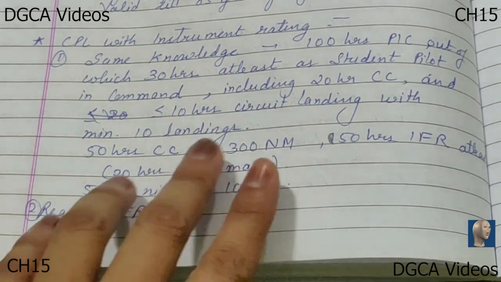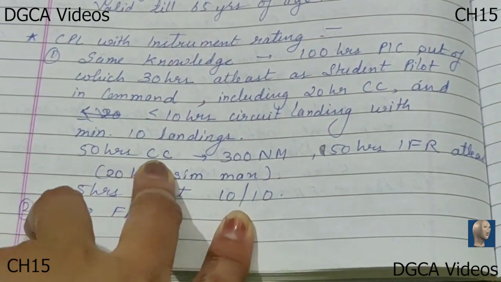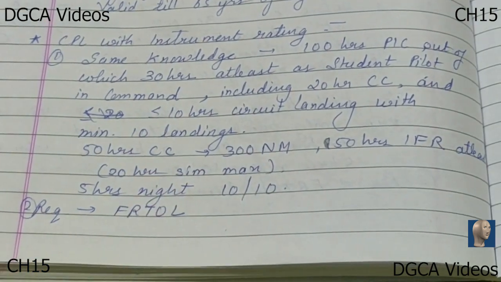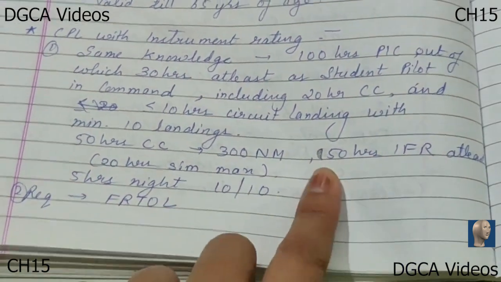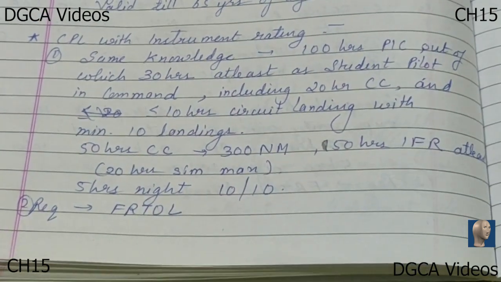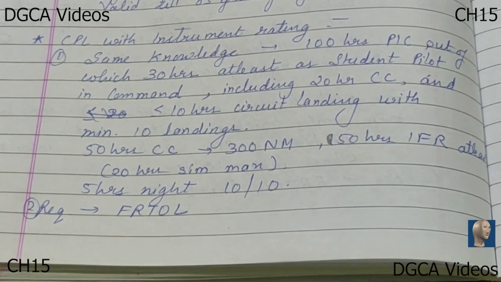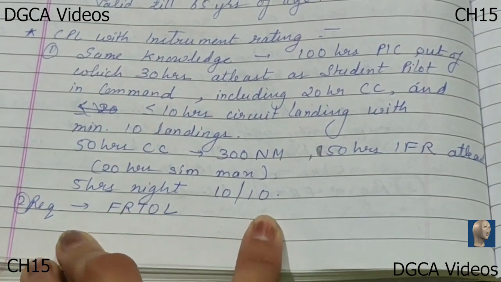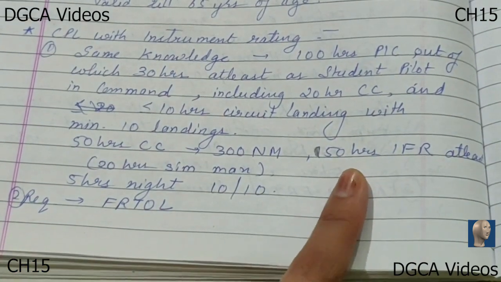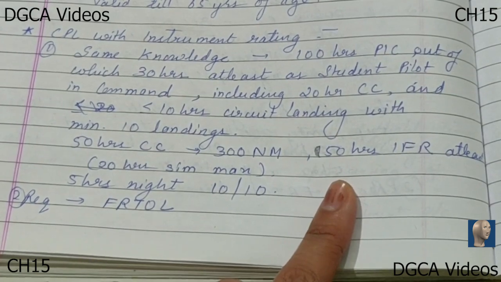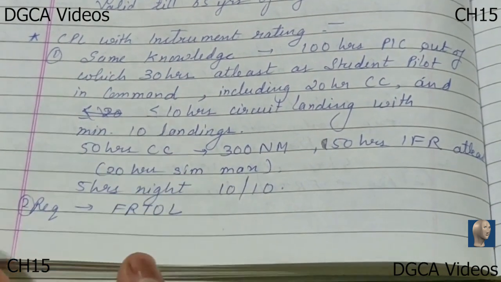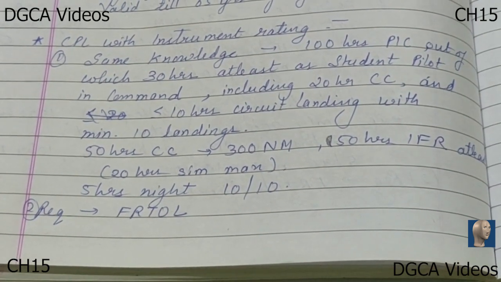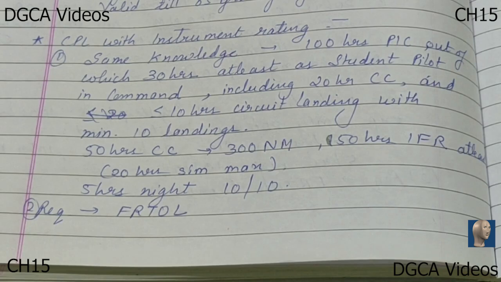If you compare here, you need 50 hours of cross country flying in 300 nautical mile range, and in normal CPL, what did you require? Just 20 hours. And 50 hours of instrument flying here, and in that case you required only 10 hours. Night flying is the same, 5 hours, 10 takeoffs and 10 landings. Here if you are doing 50 hours of instrument, then only 20 hours of sim maximum can be taken, sim as in on the ground, and the rest of it you have to do for real.